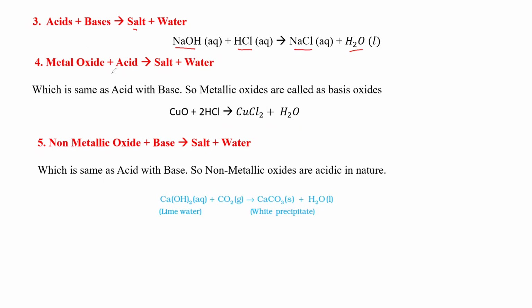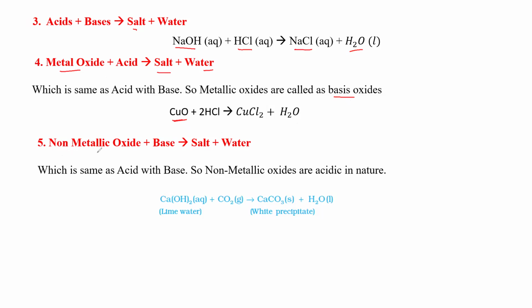Next, we have metal oxide plus acid. When a metal oxide reacts, again you see the product is the same, salt and water. So finally, this metal oxide has the same nature as a base. That's why metallic oxides are also called basic oxides. So here copper oxide plus HCl reacts, so that we have CuCl2 plus water. This is the copper. Okay.